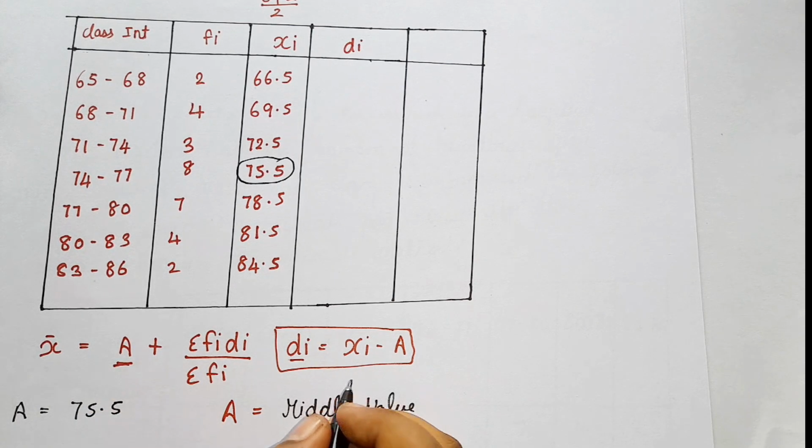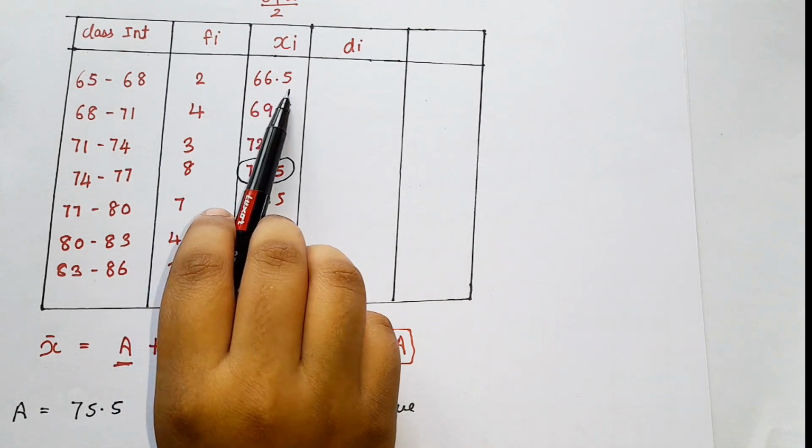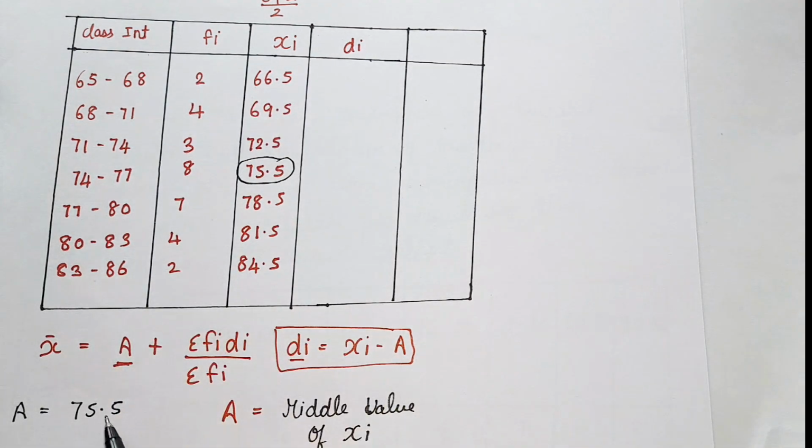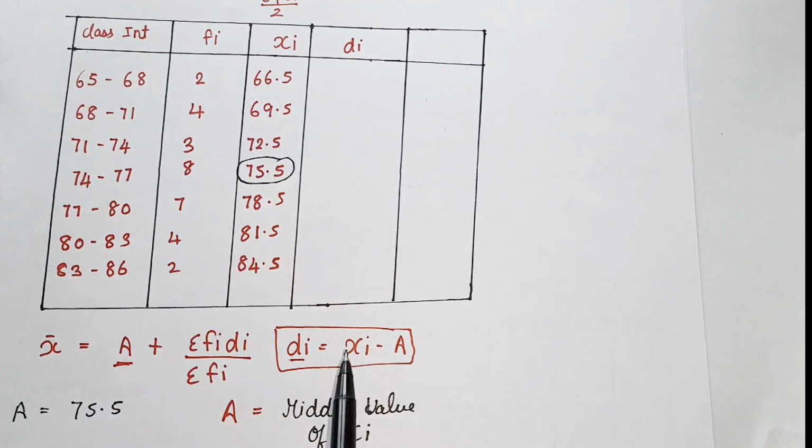Alright, so now we are supposed to subtract it with xi. First we are supposed to do 66.5 minus 75.5. Why? Because it is xi minus a, right? And then we are supposed to do 69.5 minus 75.5. That is the a value.